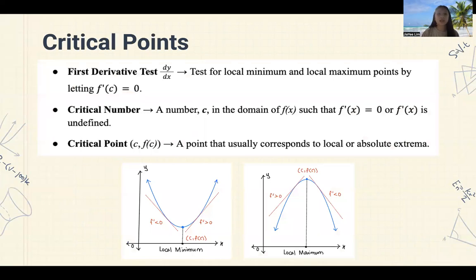So we will be using the first derivative test to find the critical points. First derivative test is basically a test for local minimum or local maximum points by letting the derivative of f(x) equal to 0. Critical numbers are numbers in the domain of f(x) such that the derivative of f(x) is equal to 0 or undefined. And the critical point is the point corresponding to the local or absolute extrema. So as you can see in both of the graphs, the first graph has a local minimum and the second graph has a local maximum.